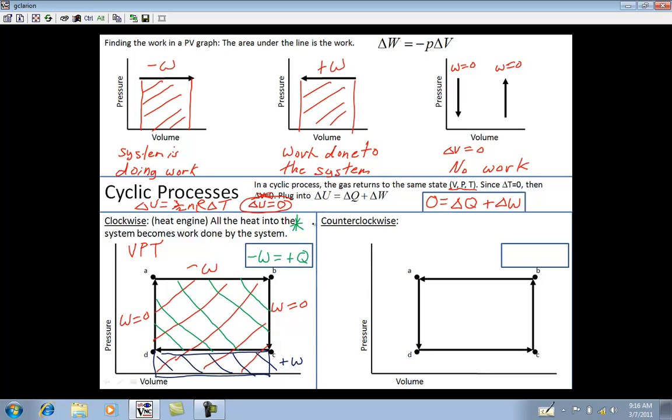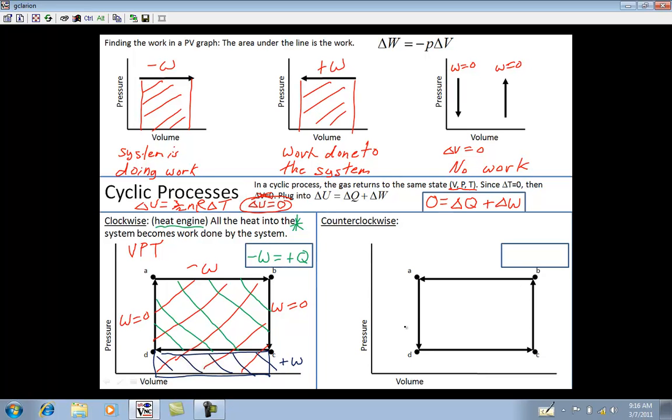So in the entire cycle, all the heat that's added to the system has got to equal the work being done by the system. Now, by the way, that's called a heat engine when it does that. In a counterclockwise situation, I go in the opposite direction. I go from A to D, D to C, C to B, then B to A.